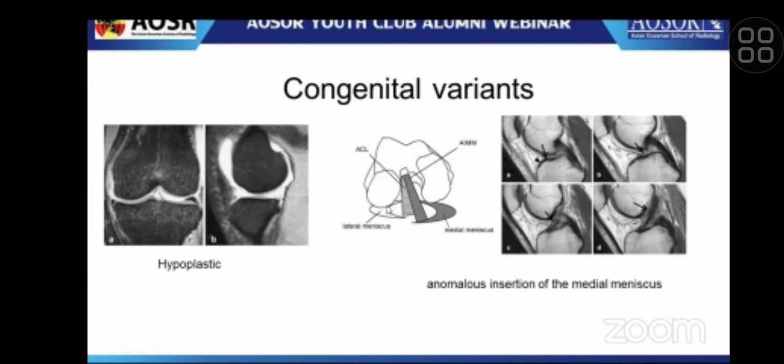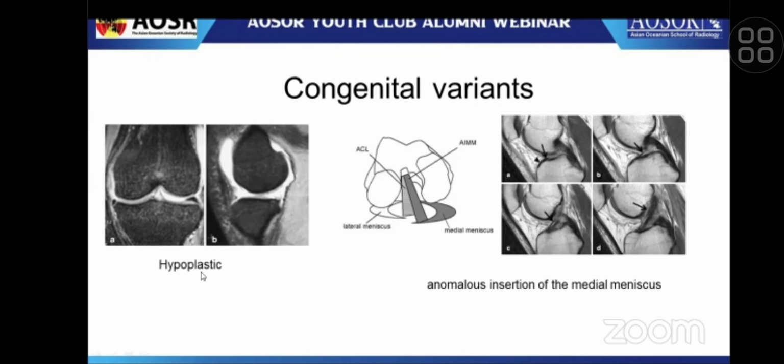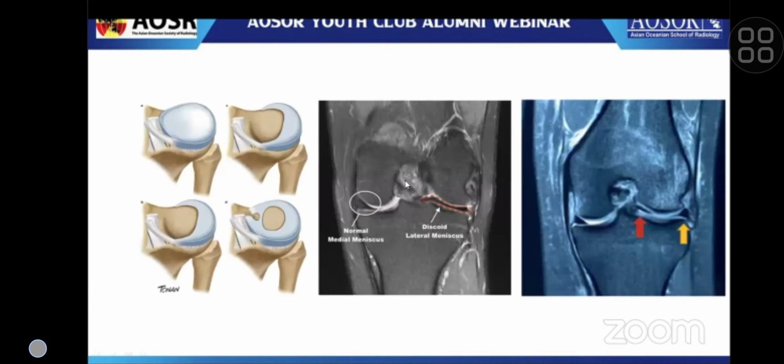Congenital development variants of the meniscus are rare, but you should know them. The first one is a hypoplastic meniscus, and the second one is anomalous insertion of the medial meniscus, where the anterior horn of the medial meniscus inserts just onto the anterior cruciate ligament. Then there is the lateral discoid meniscus.